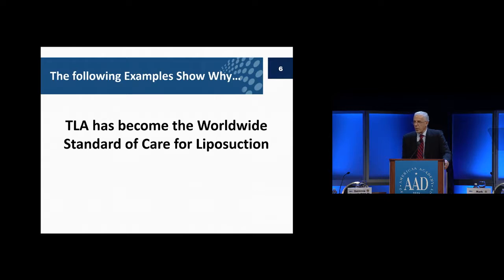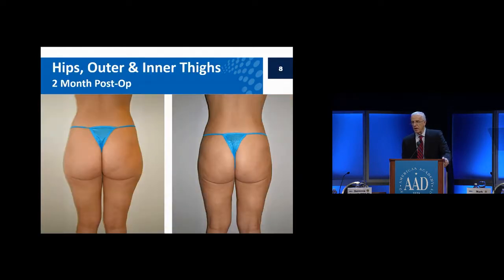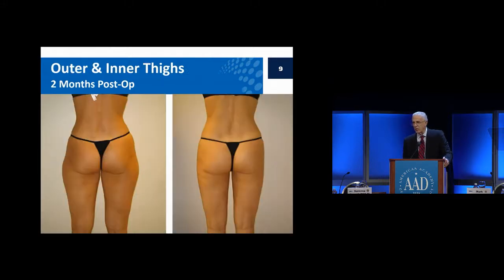So the following examples show why TLA has become the worldwide standard of care for liposuction. Under tumescent lidocaine anesthesia, surgeries can be done completely by local anesthesia, no sedation and no IV narcotics. Quick recoveries. It allows for very significant hemostasis and vasoconstriction, which allows for the use of microcannulas. And microcannulas give us very smooth results.